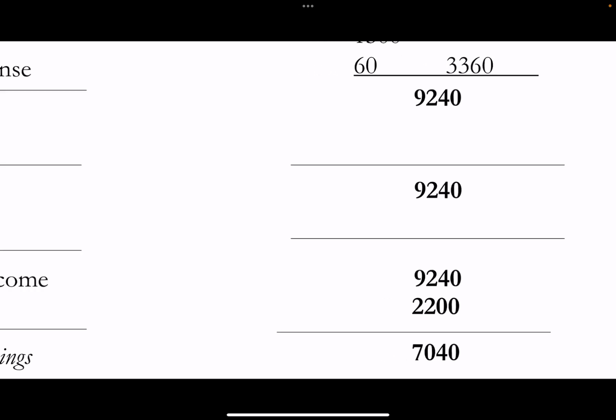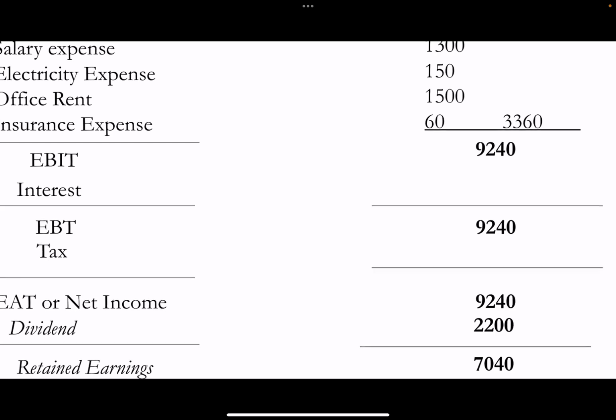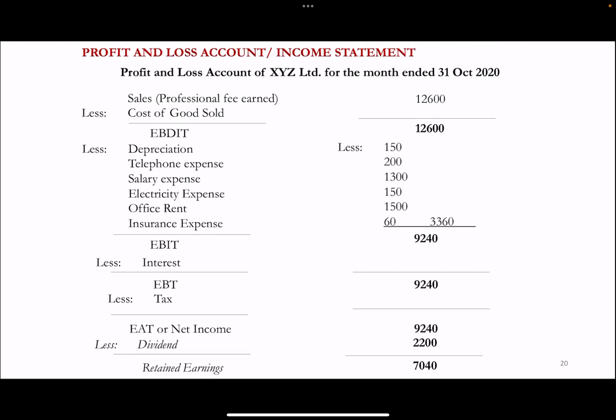With this, we just calculated our retained earnings, and in this case, net income is 9,240. So this is the vertical structure of the profit and loss account.